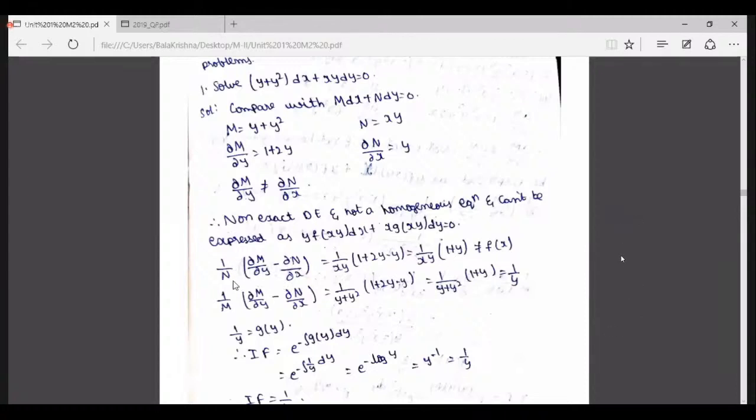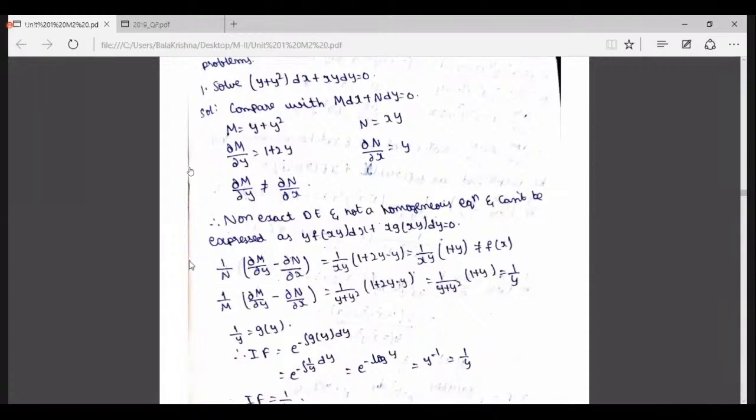So check whether 1 by n into dou m by dou y minus dou n by dou x is purely in terms of x or not. If once again it is not purely in terms of x, then you should go for 1 by m into dou m by dou y minus dou n by dou x. There is no other alternative where you can directly go for method 4 or 5, so you need to check one by one. That is the reason, if you see in this example, as it is non-exact, non-homogeneous, and cannot be expressed in this format.